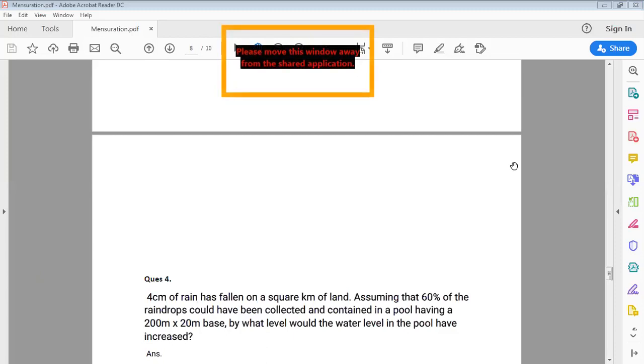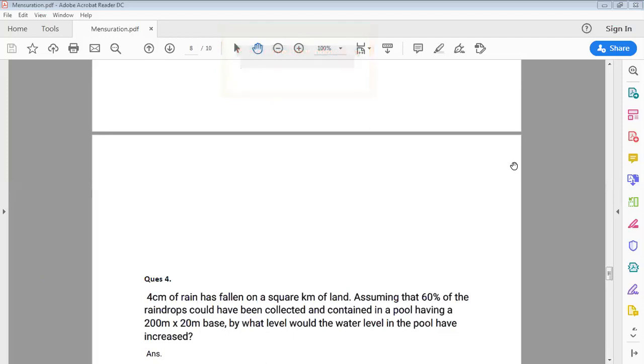Okay, so I'll start with the solution. The question says 4 centimeter of rain has fallen on a square kilometer of land. Assuming that 60% of the raindrops could have been collected and contained in a pool having 200 meter into 20-meter base, by what level would the water level in the pool have increased? So I'll move forward with the solution.